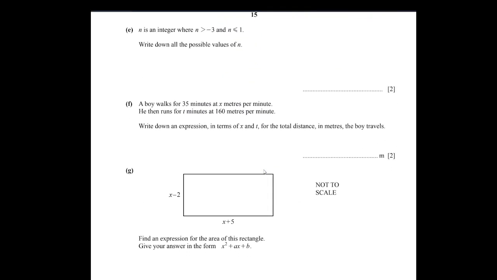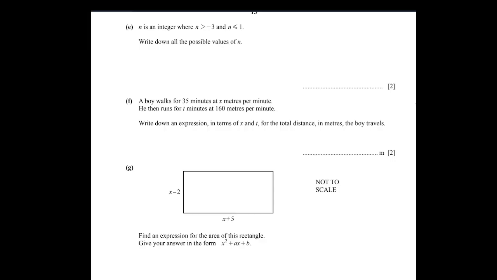Question number E. n is an integer where n is greater than minus 3 and n is less than or equal to 1. Write down all the possible values of n. Minus 3 is not included, since they are saying greater than minus 3. So take the value minus 2, then minus 1, then 0. Then we have to take 1 also because it is equal to, as given here. So 4 values will be the possible values of n.